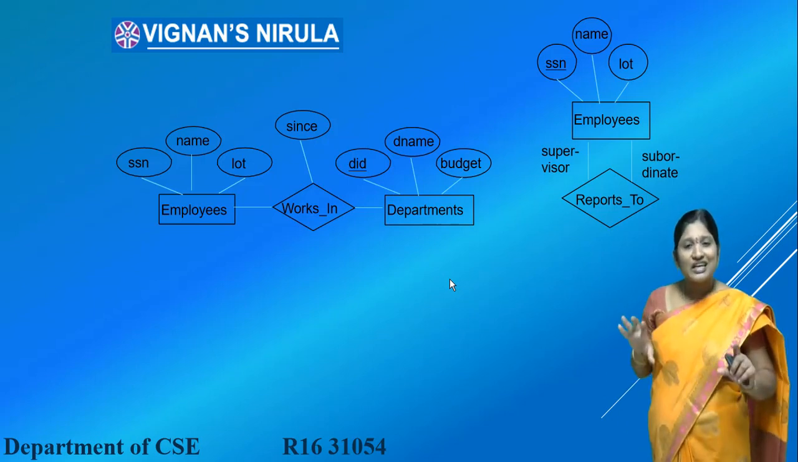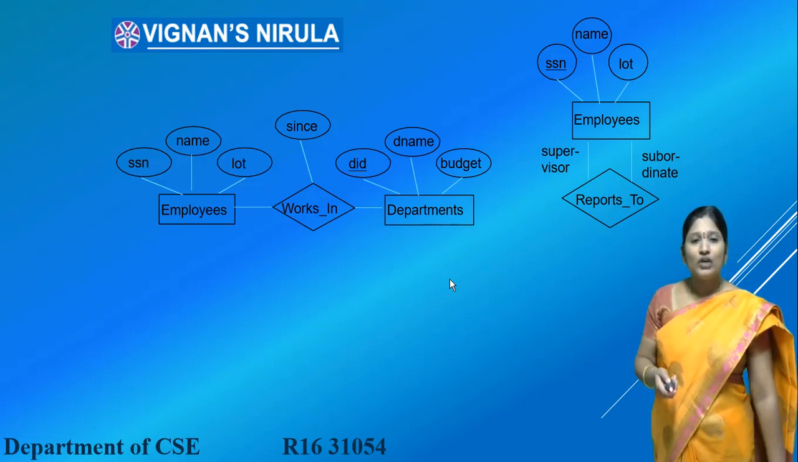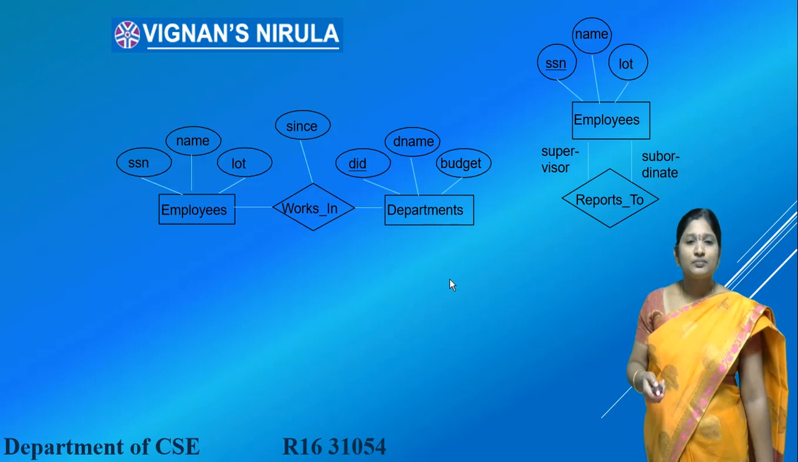So, if such a database has been given to you, I have taken two entity sets. The first entity set is Employees, having the attributes employee number represented by the attribute SSN, employee name represented by the attribute name, and the employee's working experience by the attribute lot.